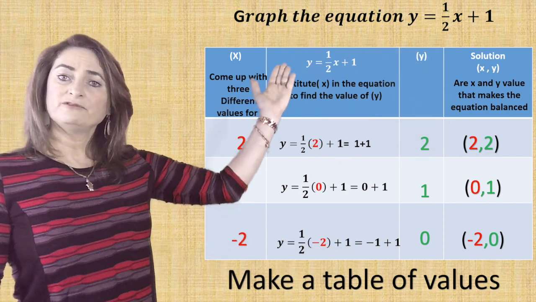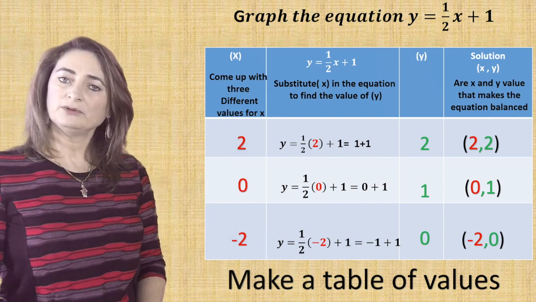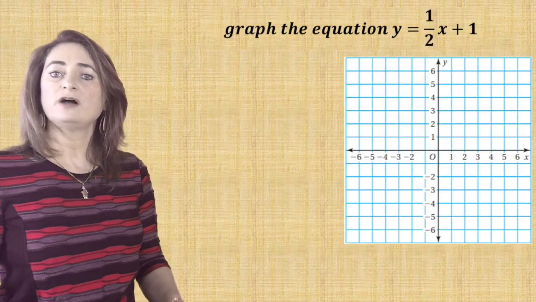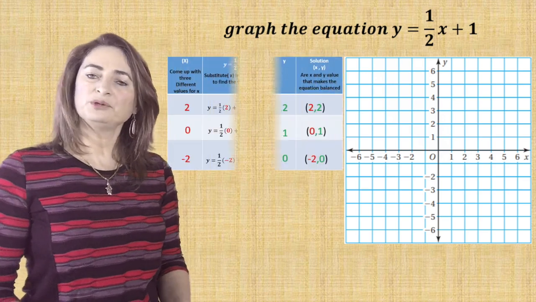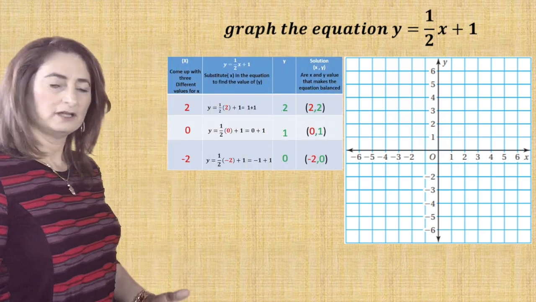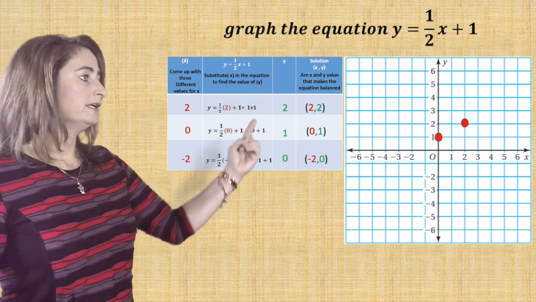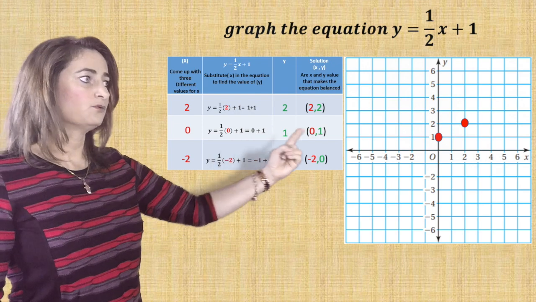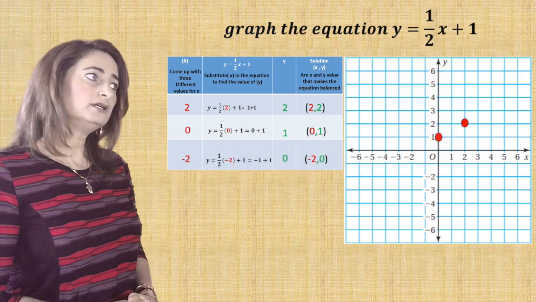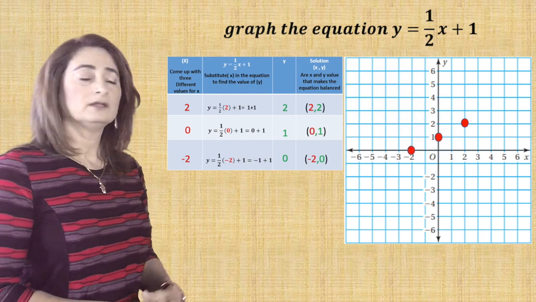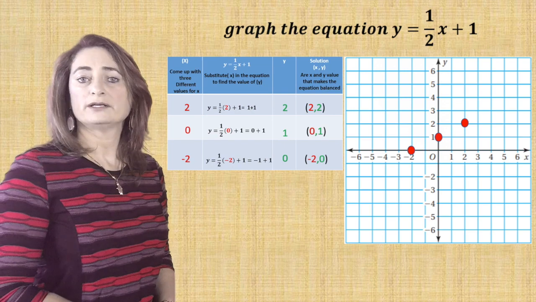So the first step of graphing any equation is to make a table. We made the table of values and we found the solutions as ordered pairs, x and y. Now we can plot those solutions on the graph. The first one is 2, 2, so plot 2, 2. The second one is 0, 1, where x is 0, y is 1. And the third solution is negative 2, 0. Plot on negative 2 on the x-axis, and the y is 0.